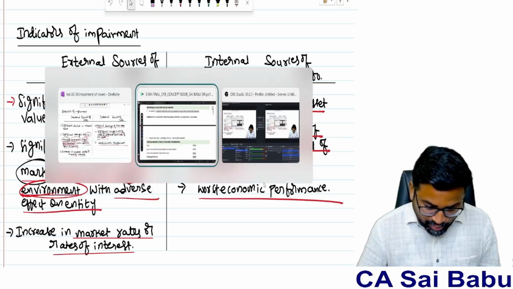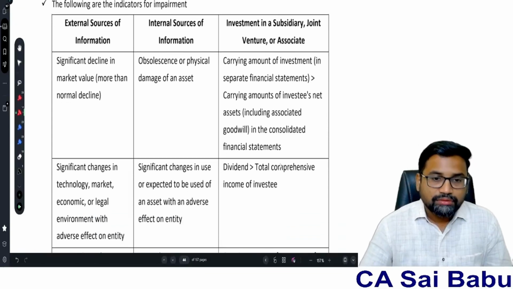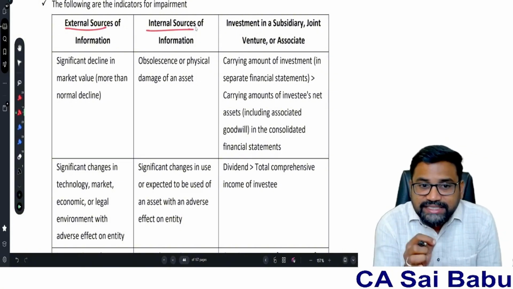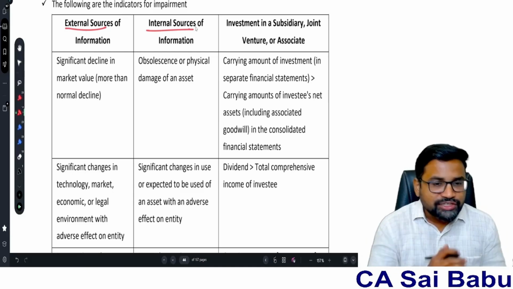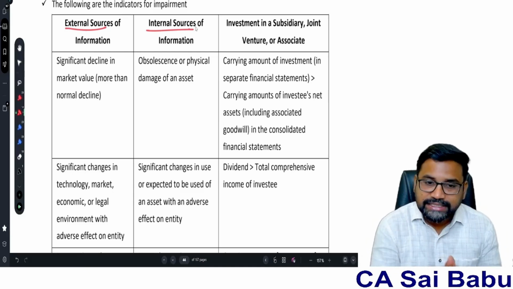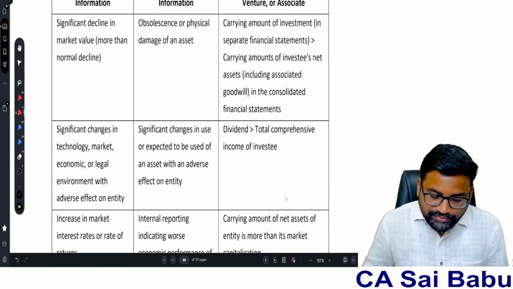So can you tell me what the indicators are? If you find any one of these indicators, then in respect of that asset, you need to check whether that asset is subject to impairment loss or not. Actually, indicators for impairment are divided into two parts: internal and external sources. Let us see the internal sources first.